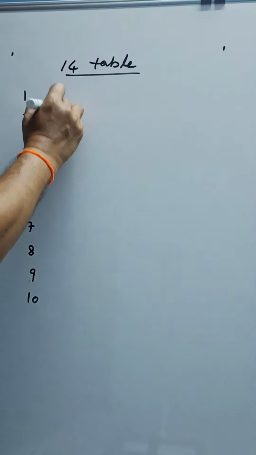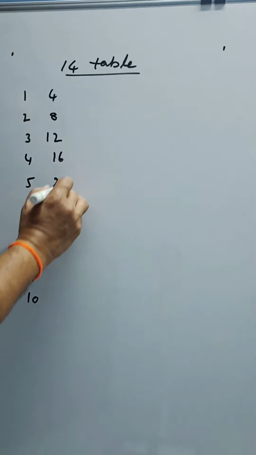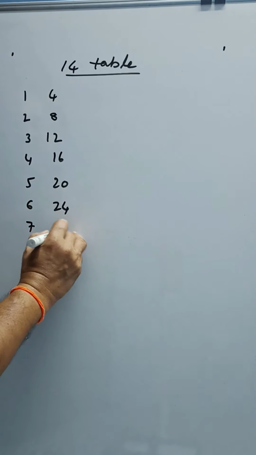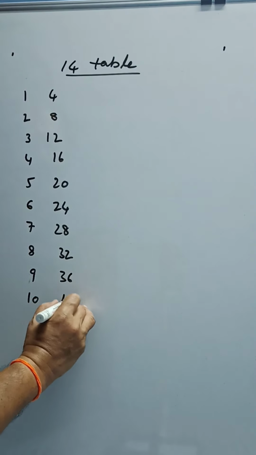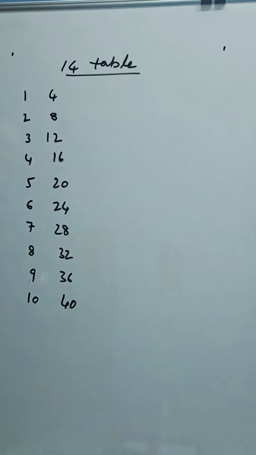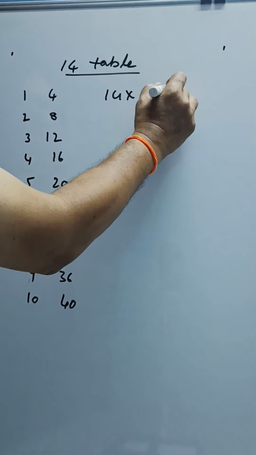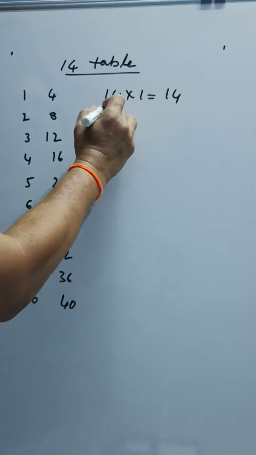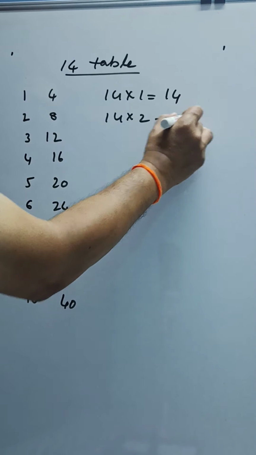Fourth table: 4, 8, 12, 16, 20, 24, 28, 32, 36 and 10 fours are 40. Now let us write the 14th table. 14 ones are 14. 1 and 4, 14 we have to write. 14 twos are 2 and 8, 28.